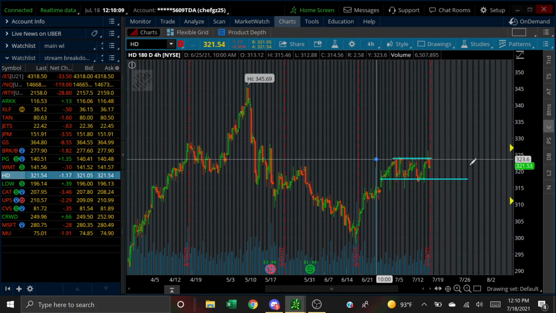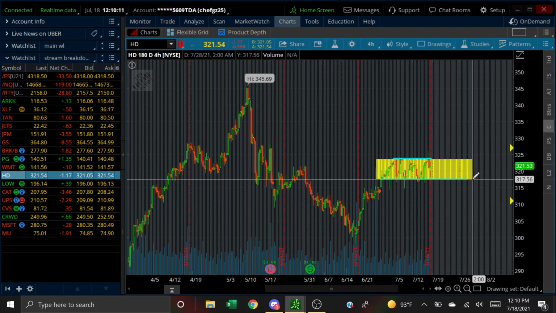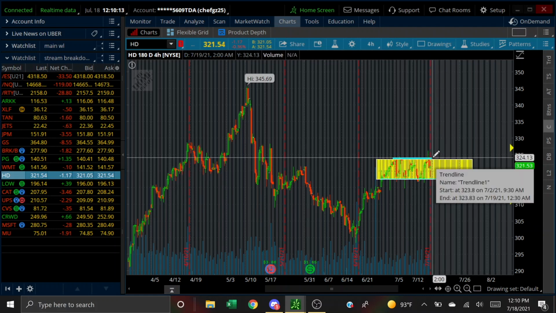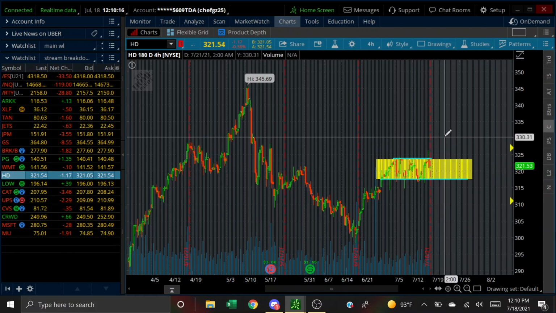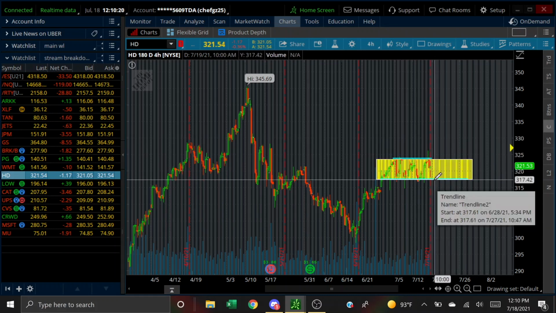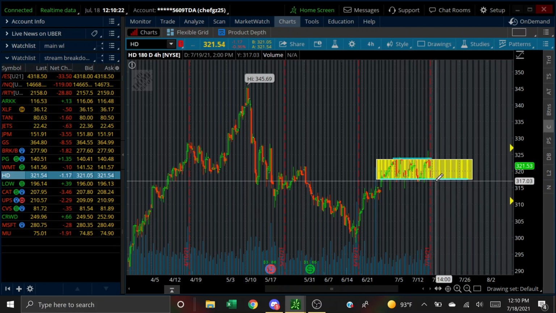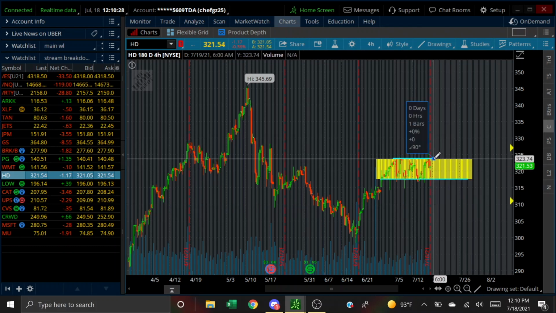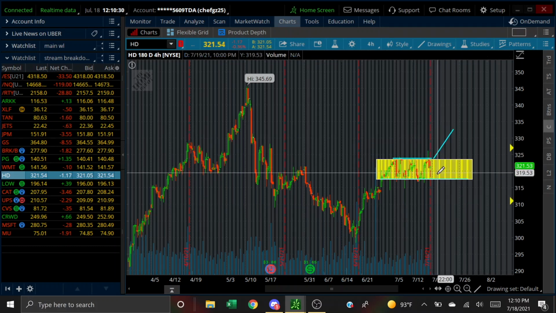Okay, we have a nice base here for HD. So breaking over that 324 would be a nice long play, even if you want to get that quick pop. If we do break down, it's 317.40, 317. We're definitely just going to come back down. All right, very simple, right? If we have a bullish market, let's look for a call play. If we have a bearish market, look for this thing to drop some more. It's very simple, right? And it's the same setup with Lowe's.